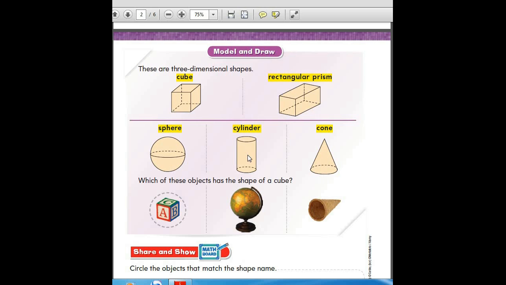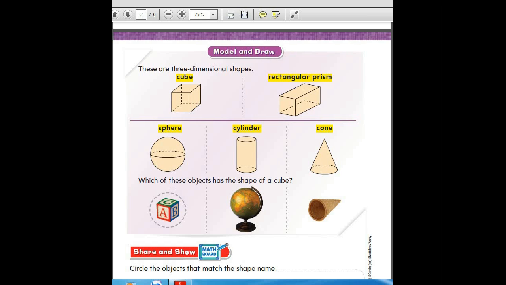The third one is called cylinder. Cylinder looks like a soup can, or a can of Pepsi, for example, or a candle also. Number 3, which is a cone, looks like an ice cream cone, or the cone which we are wearing in the birthday party.